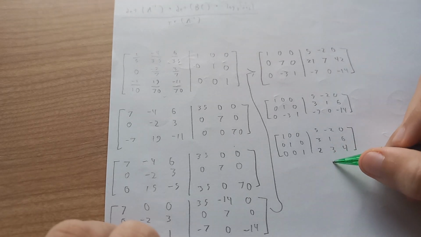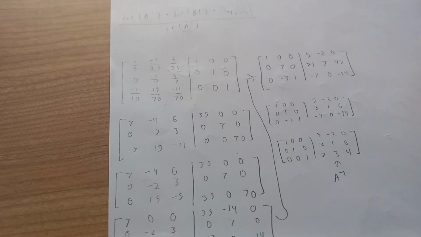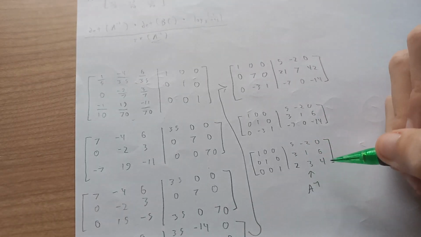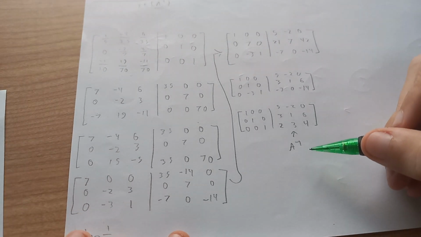Alright, so this should be A inverse. Let me check with my cheat sheet. 5, negative 2, 0, 3, 1, 6, 2, 3, 4. Hell yeah. Alright. So how the hell does that work?